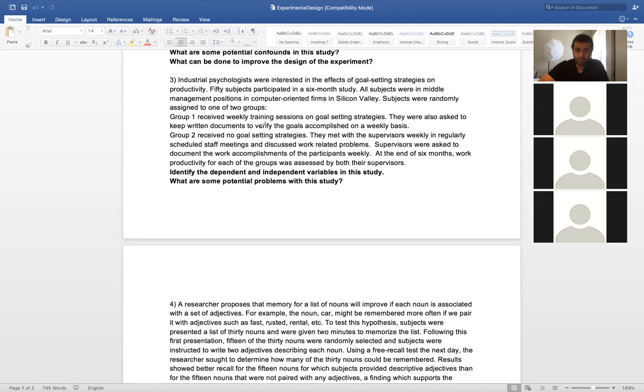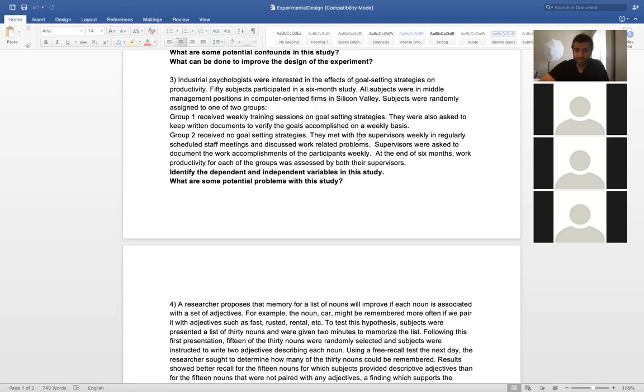Group 1 received weekly training sessions on goal-setting strategies. They were also asked to keep written documents to verify the goals accomplished on the weekly basis. Group 2 received no goal setting.